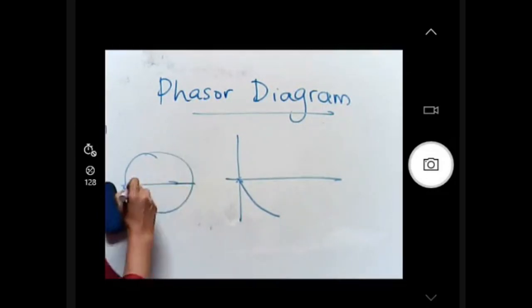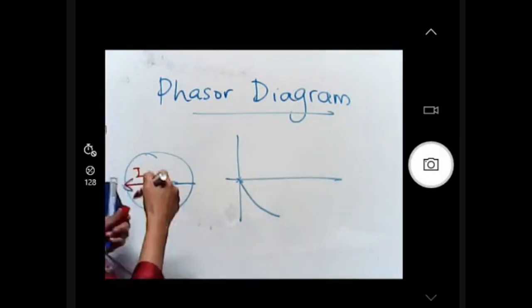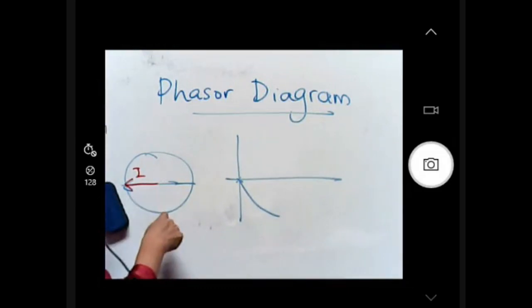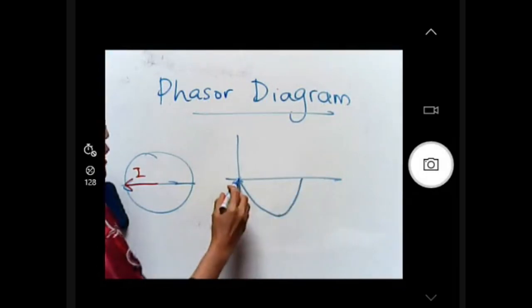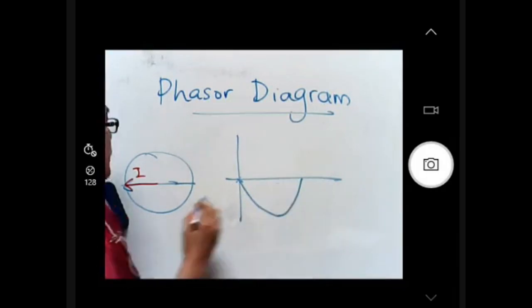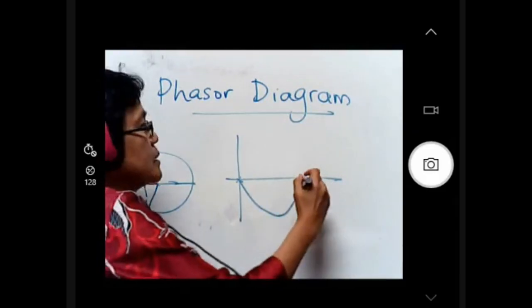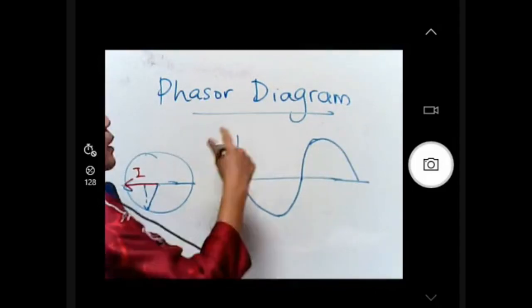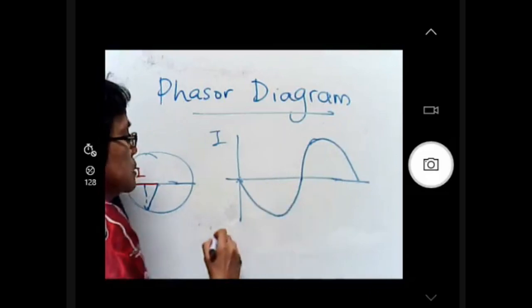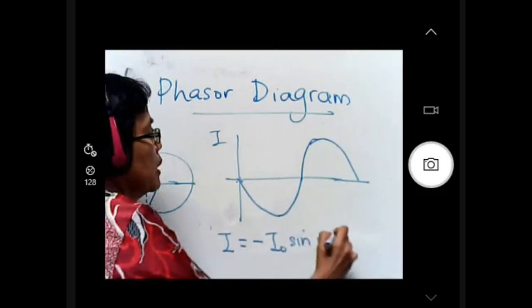At this position, after this, it's going to go down and then it's going to go up, right? So the value is increasing and decreasing, because we always measure the vertical component of this vector. Then the value will increase and decrease and make a complete cycle. So by looking at the graph, we know this is related to I equals negative I naught sine omega t.